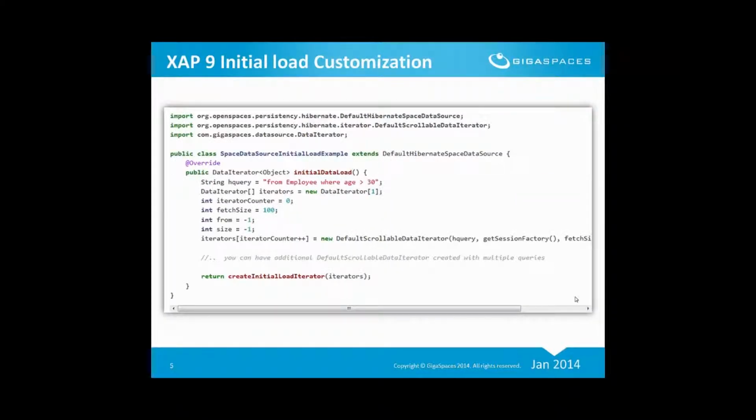In Zap 9, the user could customize the initial load query by overriding the initial data load method of the relevant base data source implementation. Here's an example of an override that limits the initial load to a subset of employees. As you can see, only employees whose age is over 30 are loaded into the cache at initialization time. Younger employees will have to wait their turn.